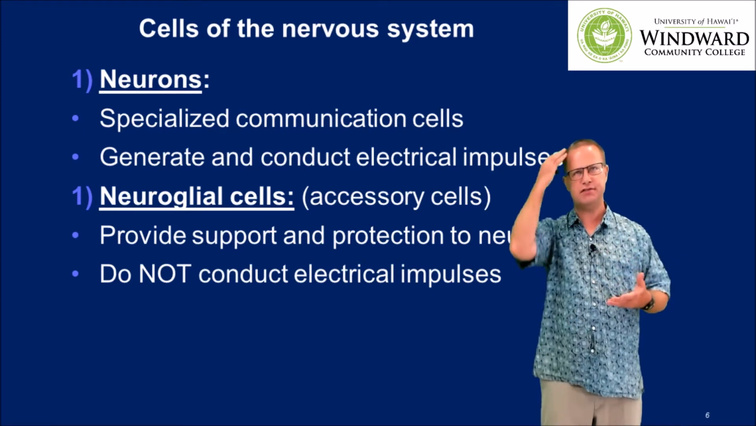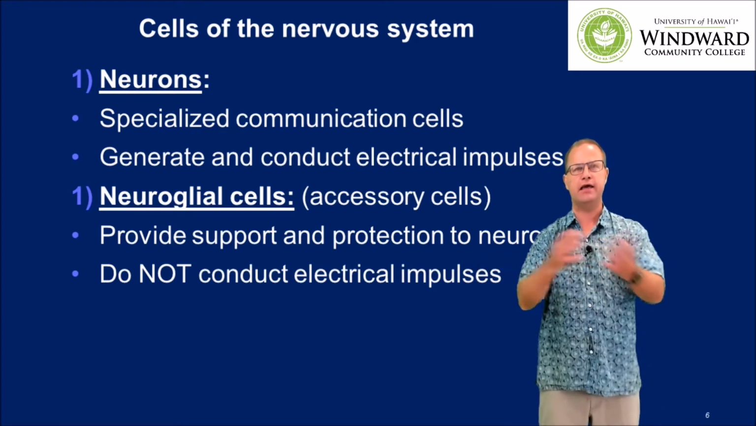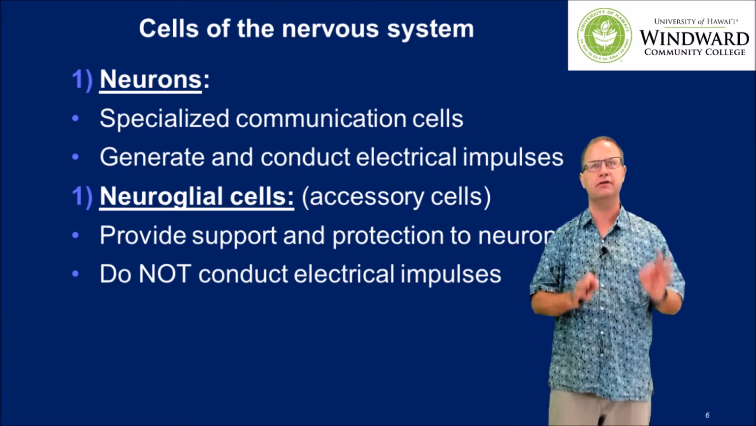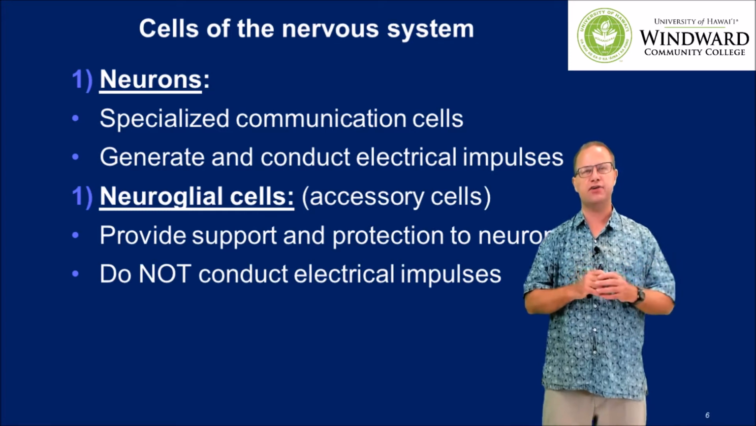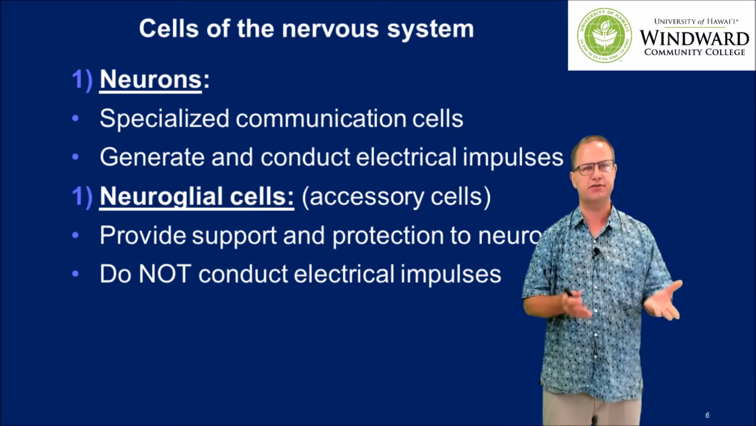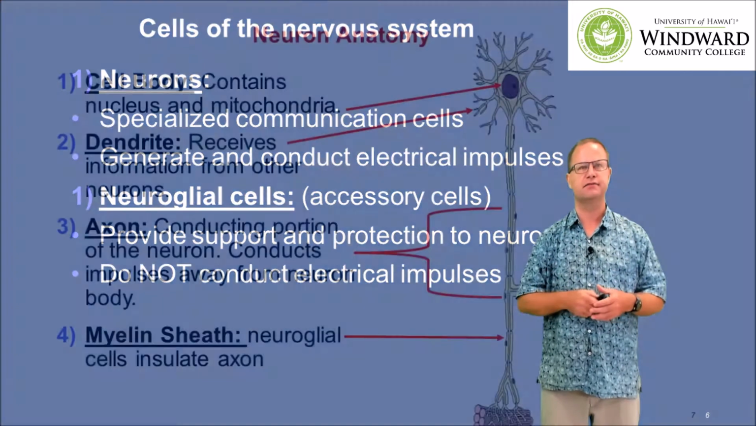Communication between the senses and the brain, communication between the brain and the muscles. In addition to having these neurons, we have other cells called neuroglial cells. So neuroglial cells are helper cells. They don't generate nerve impulses, they don't generate electrical potentials, but they do help out in other ways.